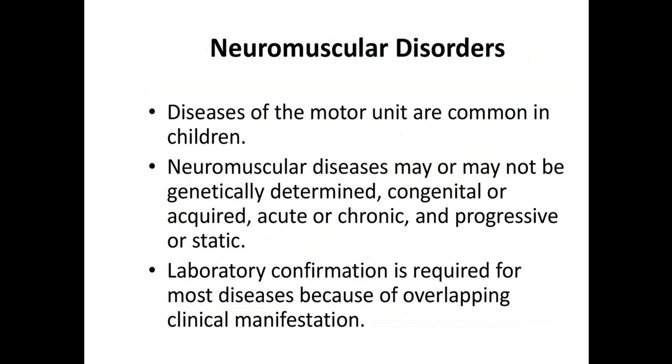Neuromuscular disorders are diseases of the motor unit, and they are common in children. They may be congenital or acquired, chronic or acute, progressive or static, and they may or may not be genetically determined. So laboratory confirmation is important. Why? Because there is overlapping clinical manifestation.